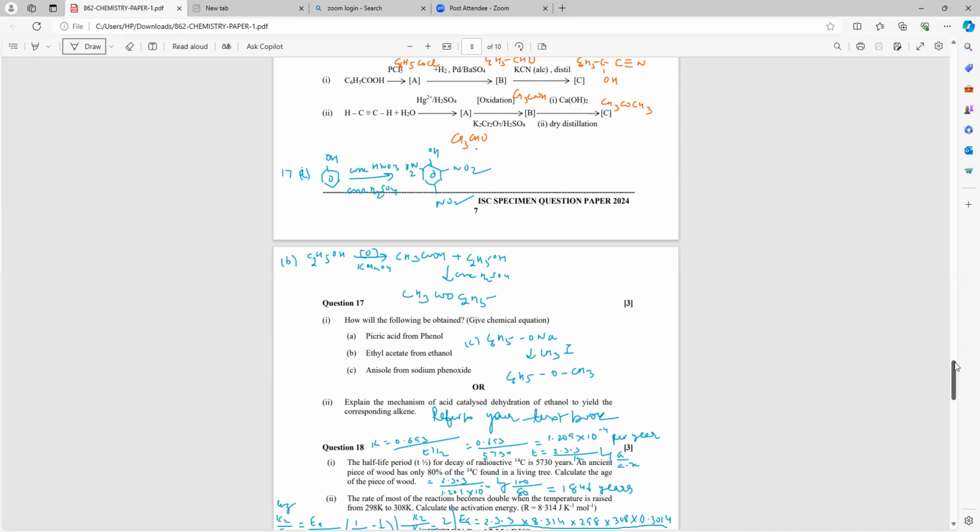So here it goes. Then explain the mechanism of acid catalyzed dehydration of ethanol to yield the corresponding alkene. It is a reference question. You can always refer to your textbook. They have given it in that.